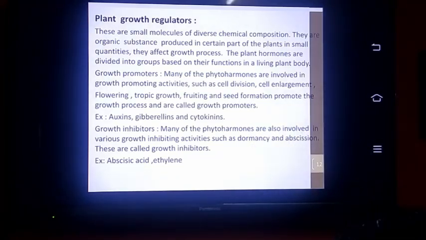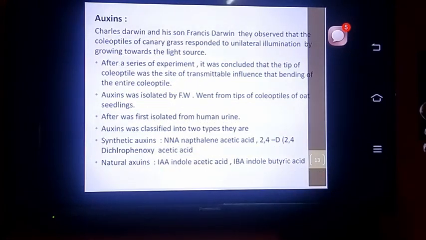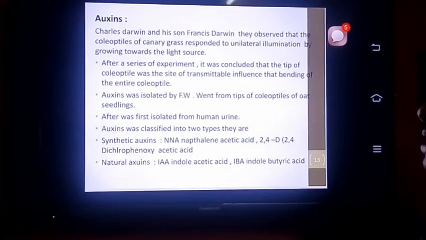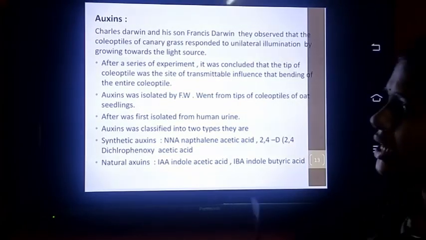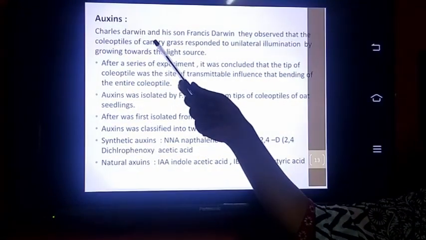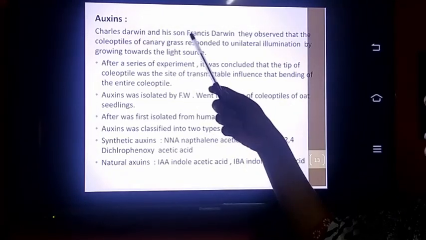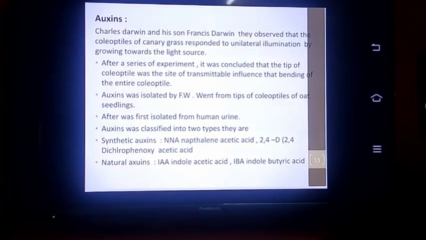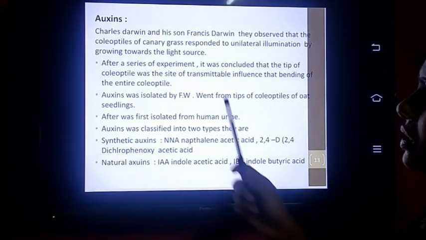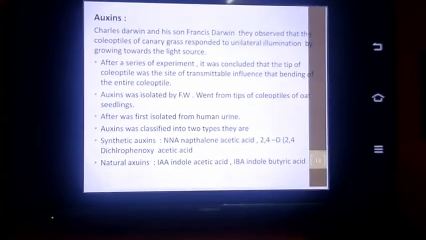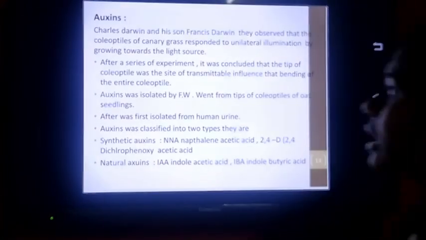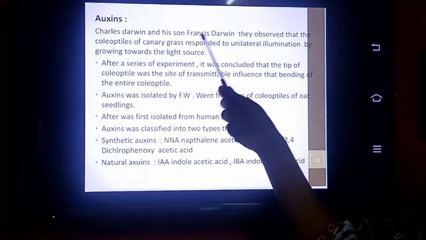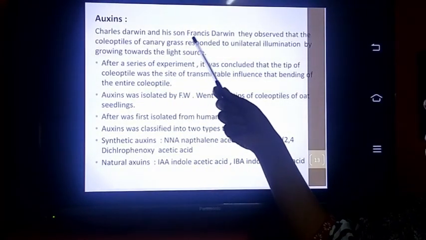And next, that is auxin. Auxin was first discovered by Charles Darwin and his son Francis Darwin. These are the two scientists who discovered the auxin phytohormone. Now you know auxin is one of the growth promoting hormones.